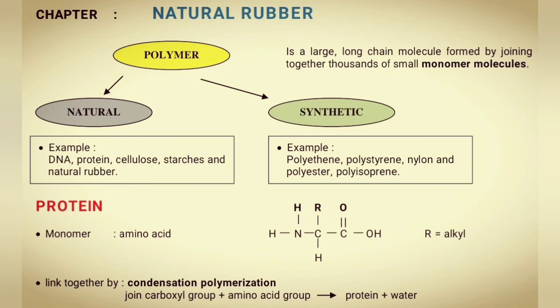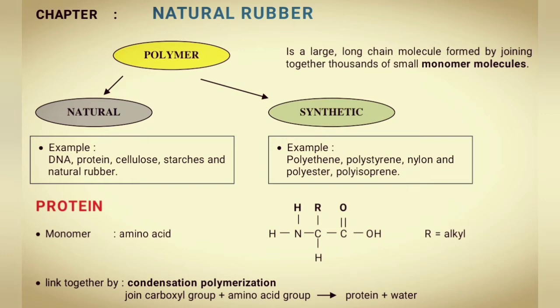Natural polymers. A polymer is a large, long-chain molecule formed by joining together thousands of small monomer molecules. Polymers can be classified into two groups: number one, natural polymers, and number two, synthetic polymers. Examples of natural polymers: DNA, proteins, cellulose, starch, and natural rubber. Examples of synthetic polymers: polyethylene, polystyrene, nylon, and polyesters.